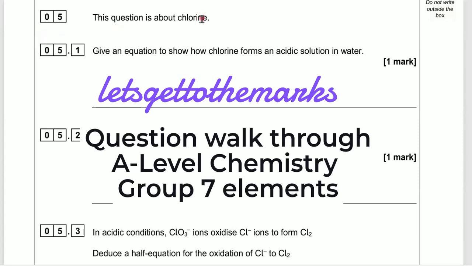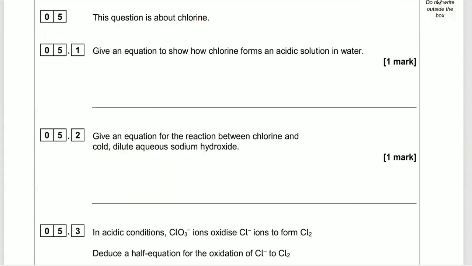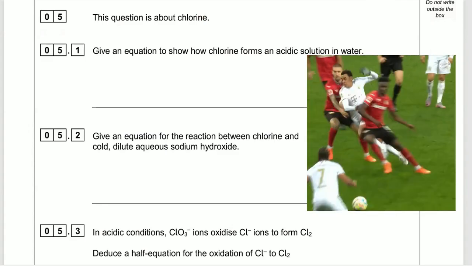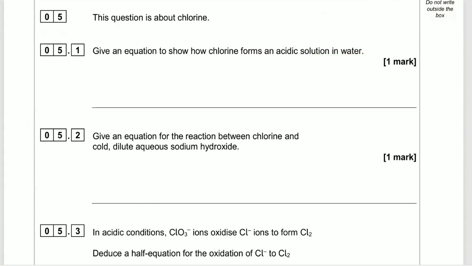Here we have a question about chlorine, so you need to know this stuff off by heart. It's part of your Group 7 content. I suggest most of this is not skill-based. A little bit of it is when we're forming the ionic equation, but knowing these equations off by heart is purely down to your content.